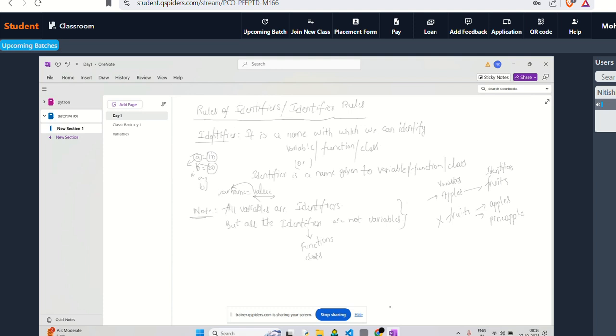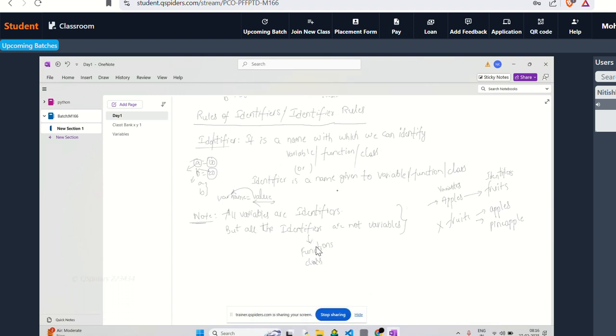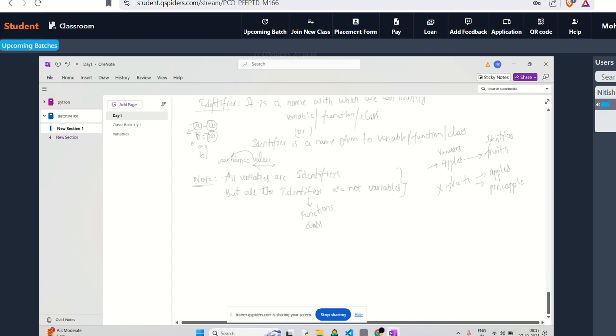Shall we move to the next concept? Yes, sir. We can move. I told you whenever we want to create any variable, we need to follow these rules, identifier rules. Anybody is having any doubt? No, sir. Now we will see those rules.